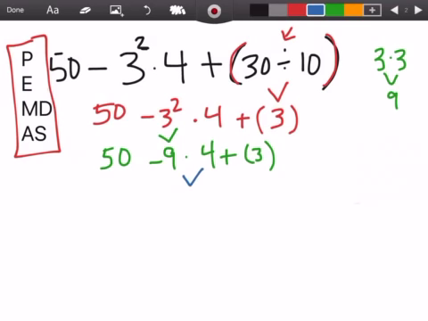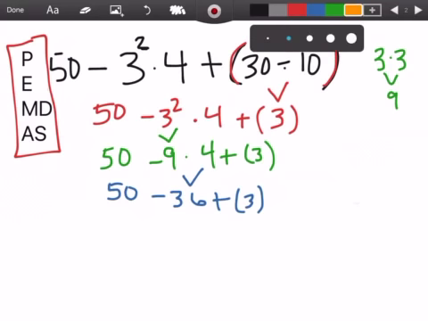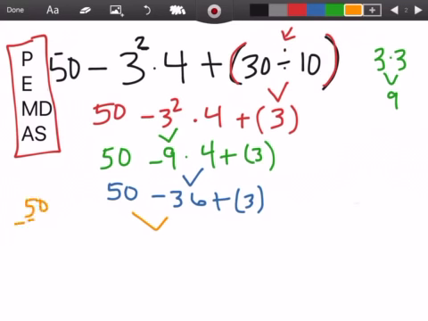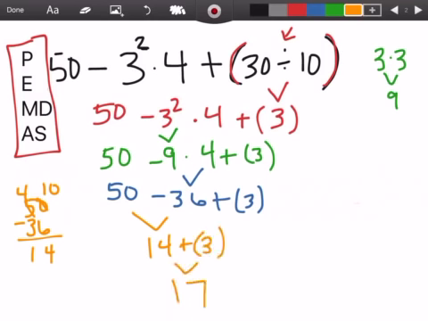Shh. Hush. 9 times 4 is 36. Bring everything else down. All right, last step, we have add and subtract from left to right. So as I read this, I have 50 minus 36 plus 3. The minus comes first, so I'm going to subtract first. 50 minus 36 gives us 14. And then we're left with 14 plus 3, which gives us 17.